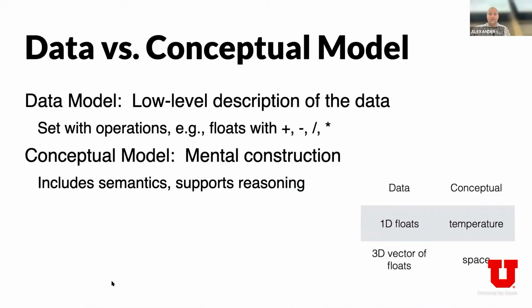So this was it, and then we have data versus conceptual model. A data model is a low-level description of the data. We can run operations on it, like floats with plus and minuses and divisions and multiplications and so on. But a conceptual model is a mental construction that includes the semantics and supports reasoning. For example, your data could be a one-dimensional array of floats. The conceptual model here could be temperature. Your data could be a 3D vector of floats, and your conceptual model could be space, right? But it could also be something else, right?